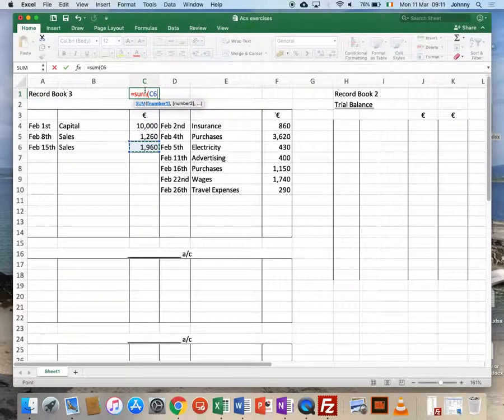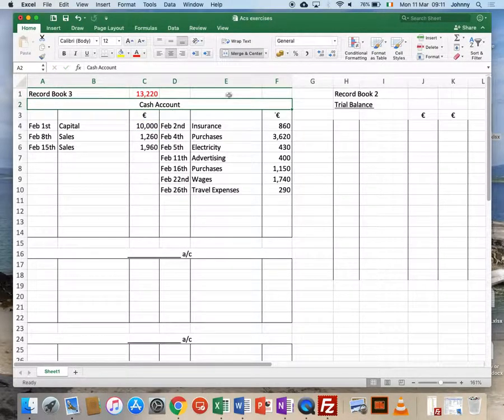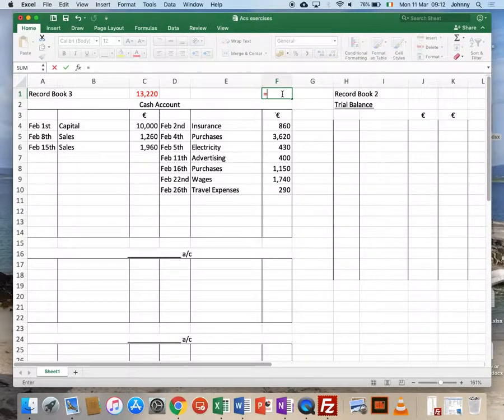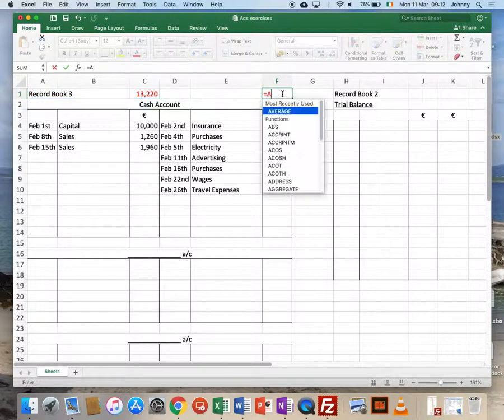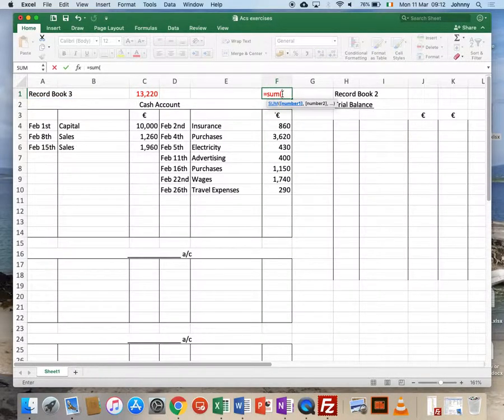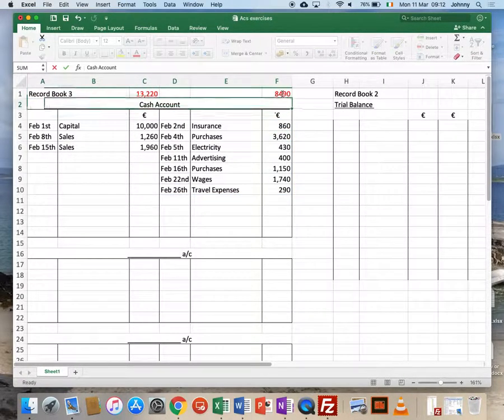So I'm adding up everything from the 1960 up to the 10 grand. Okay, on that side, so I have 13,220. And over on this side, the same story, and I'll put that in red as well. So equals, and I'm going to add the 290 all the way up to the 860. So that's everything on that side.